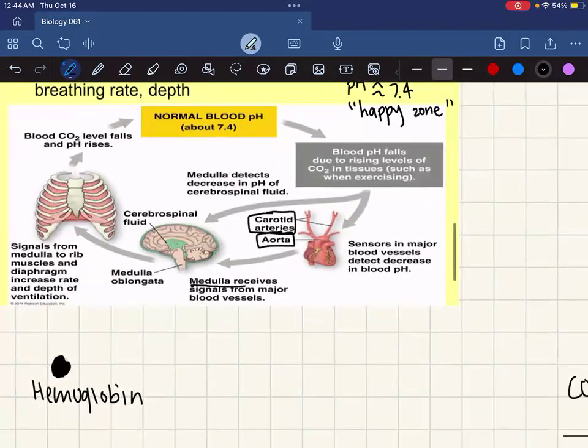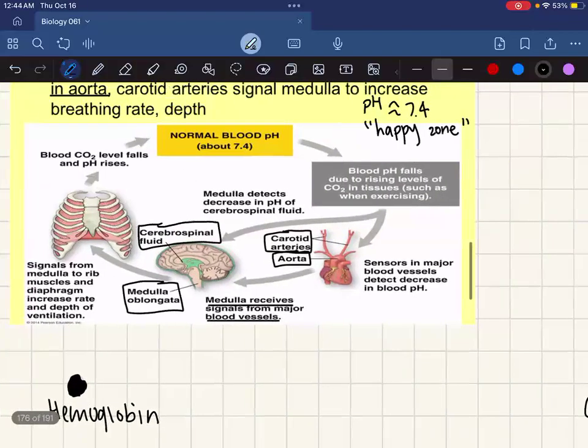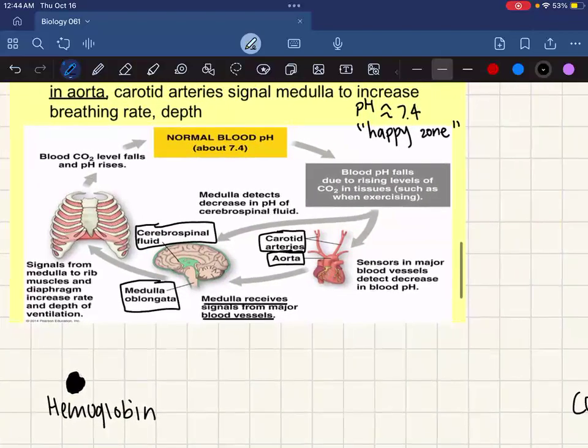So the medulla receives these signals from these big blood vessels, and the medulla oblongata is located right over here, and the cerebral spinal fluid is located here within the brain. Then this causes blood carbon dioxide levels to fall and the pH to increase, going back to the normal blood happy range of around 7.4.